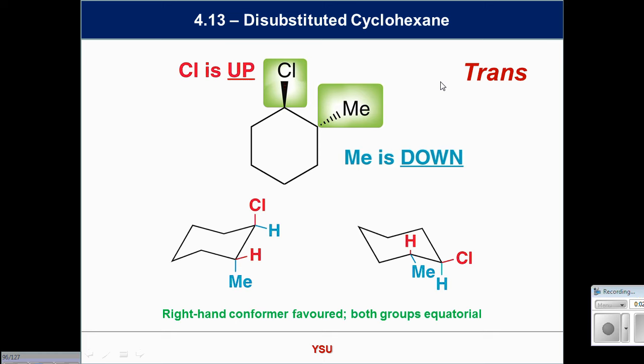What we'll need to do today, and you certainly will have to do on Friday, is to translate that sort of flat, not very descriptive depiction with a wedge and a dash into chair forms. And then talk about relative stabilities of chair forms. Which one is better, which one is worse, when you start to put groups on there. So it also requires some common sense.